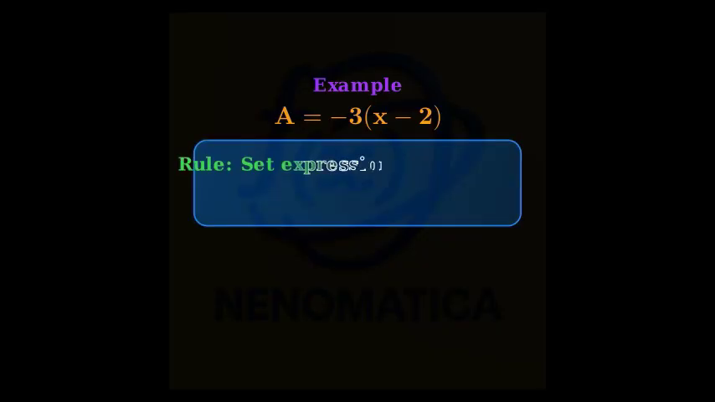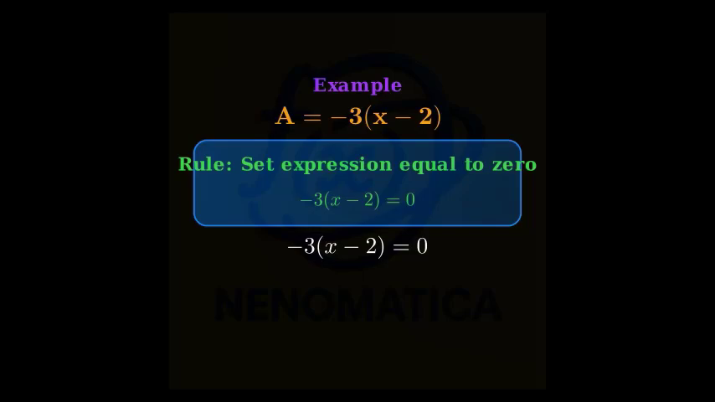In this example, we will solve the linear expression and analyze its sign. First, show the word example. Our problem is a equals minus 3 times open parenthesis x minus 2 close parenthesis. We will follow a clean 5-step algebra path, and then draw a sign chart. Step 1. To find the root, set the expression equal to 0. Minus 3 times open parenthesis x minus 2 close parenthesis equals 0.